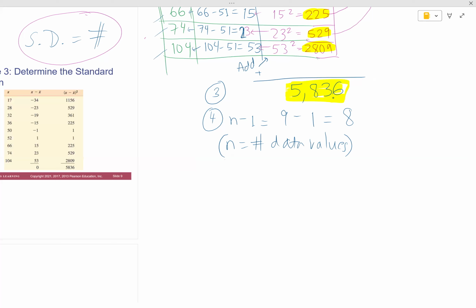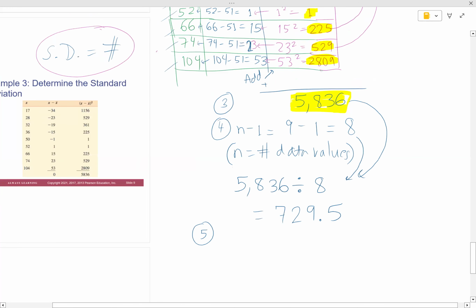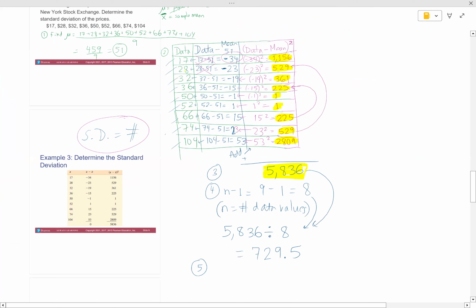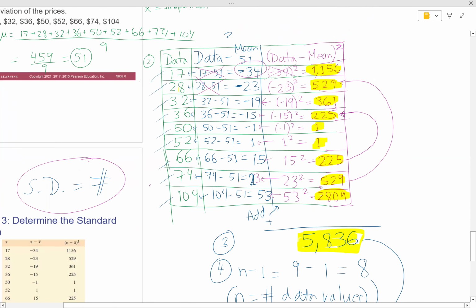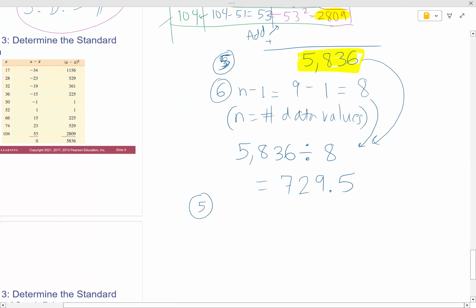So this number, the sum that I got when I added them all together, divided by n-1, which I found to be 8. Okay, what do we got? Divide by 8, and I'm getting 729.5. Oh my gosh, am I labeling these right? I don't think I'm labeling these right. This was step 4 to make that third column, step 5 was to add them together, step 6 was to do the sum divided by n-1, and then the 7th step, I believe, was now taking the square root of that number.